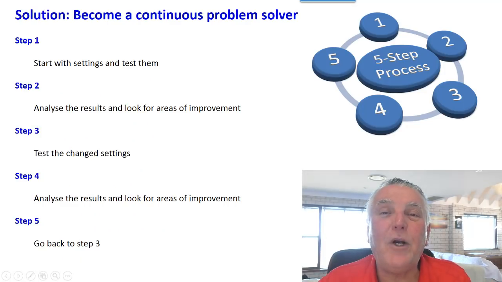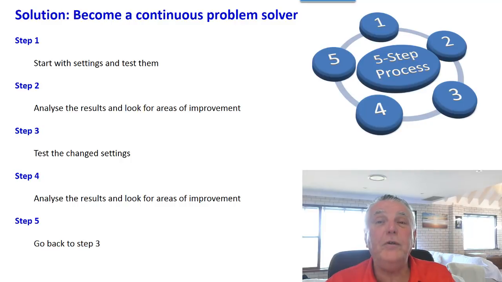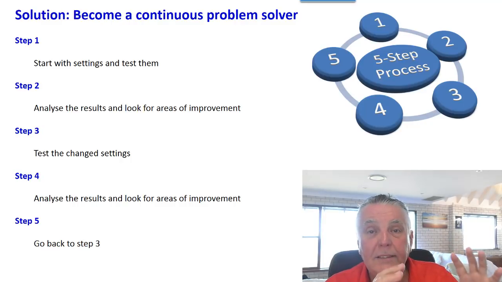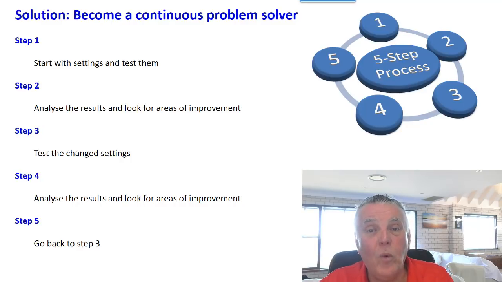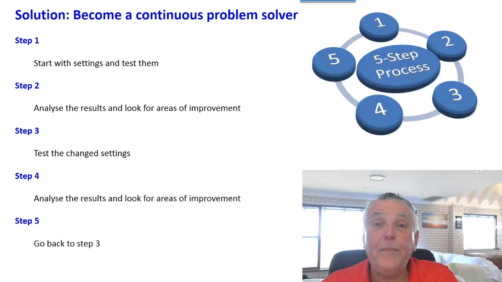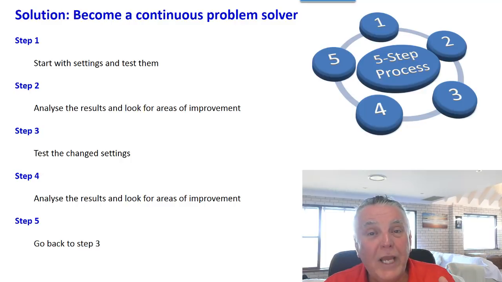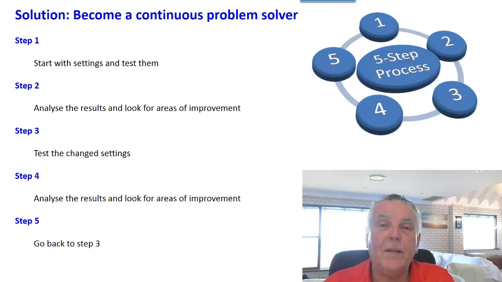So the answer is really to become a continuous problem solver. So what you do, step one, is you start with a set of settings either created by optimization or by your own trading experience and logic. You then run it for a while, and then step two is you analyze those results and see if you can come up with any changes that needed to be made to the settings. Step three is you then run it again with the changed settings, and you can do it in various ways. Some traders keep the original and trade those and then create a new account and trade the changed settings and compare that. You can do that too.